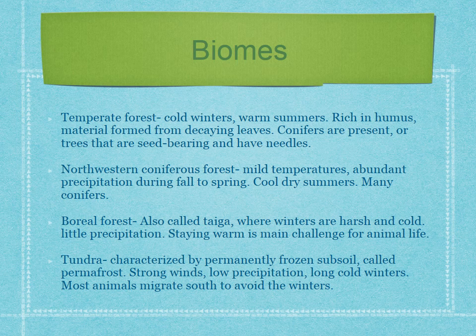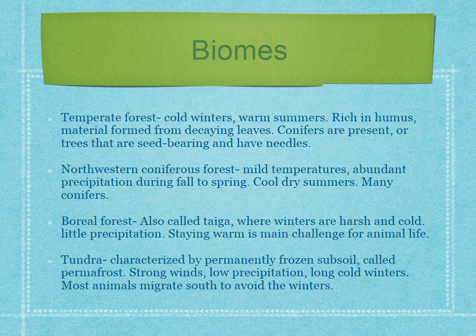Then let's finish up the last four here. Temperate forest, that's where we live, has cold winters, warm summers, and is rich in humus, which is a material that's formed from decaying leaves. Conifers are present, which we can also call your trees that are green all year round, that are seed bearing and have needles. So your pine trees would be an example of a conifer. We have northwestern coniferous forest. We have mild temperatures, abundant precipitation during fall to spring, cool, dry summers, and they have a lot of conifers clearly.